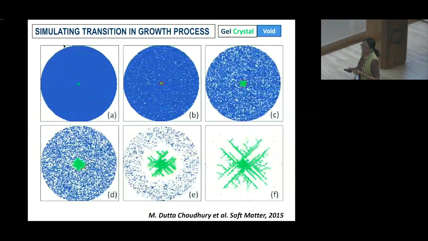This is the gel, and we assume that evaporation is occurring. The white points which are appearing here are the voids being created. When these voids join up and form a continuous background, that is when we expect the second process to start. In this simulation, we found that the experimental results are matched quite well.